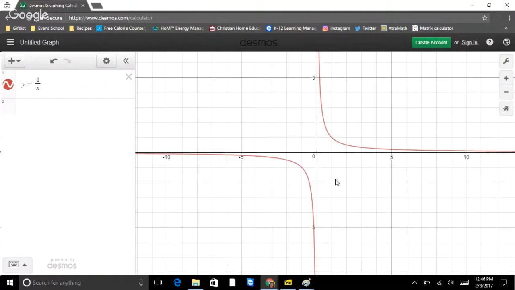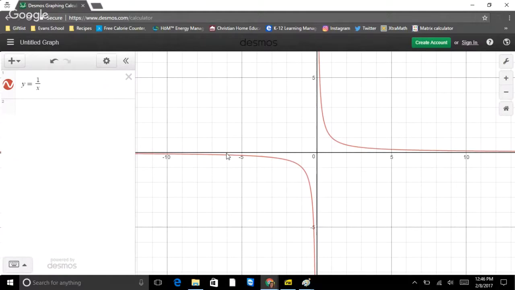And there's a couple things that we notice that are interesting about this. One is that this graph has two asymptotes. Now that's another vocab word to remember, right? An asymptote is a line that the graph can get really, really close to, but never quite make it to.